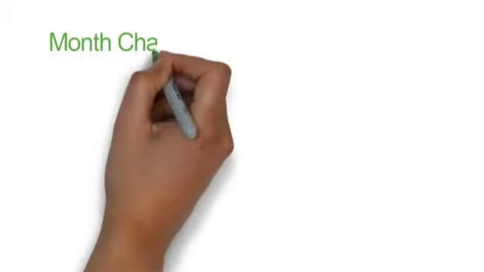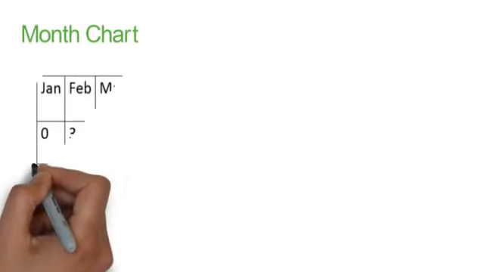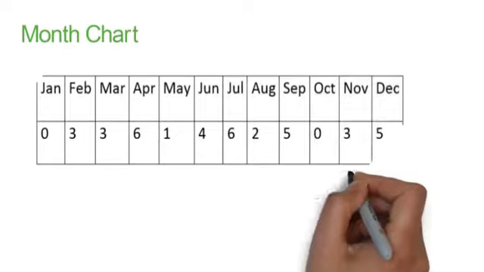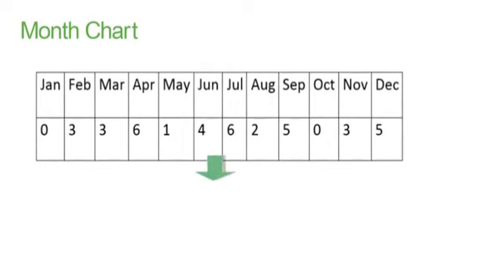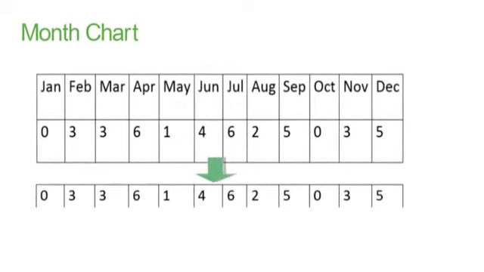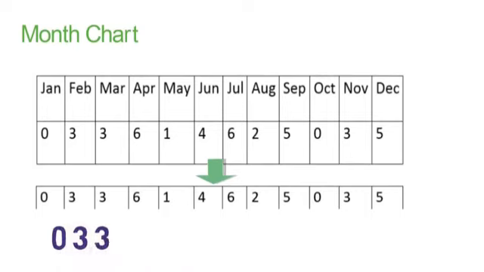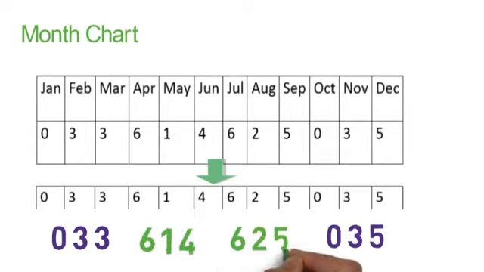Second, the month chart. Here also there are number codes for every month. Though it seems to be confusing, it can be remembered easily. Let me help you. Break the list of 12 numbers into 4 groups. First 3, 033, last 3, 035. In the middle, 614 and 625.